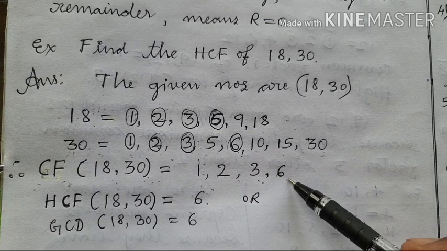That is why 18 and 30 are non-coprime numbers. And look at their HCF. The HCF is not equal to 1. The HCF is other than 1. What is the HCF of 18 and 30? The HCF of 18 and 30 is 6 here, which is other than 1. That is why the numbers 18 and 30 are non-coprime numbers.